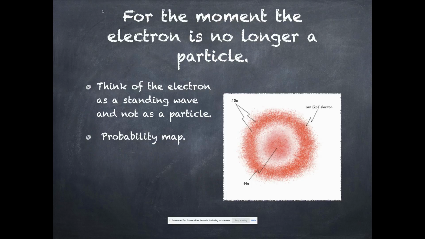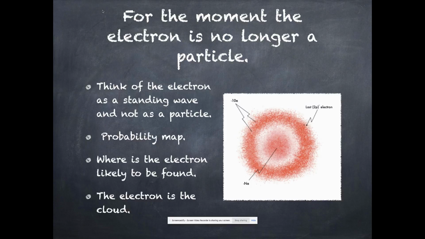Okay? Now, this is, in essence, a probability map. We're saying this is where the electron is likely to be located in that orbital. So an electron cloud is really the electron itself, spread out over this entire area. And it is a probability density. So we have the area where it's most likely to be found.